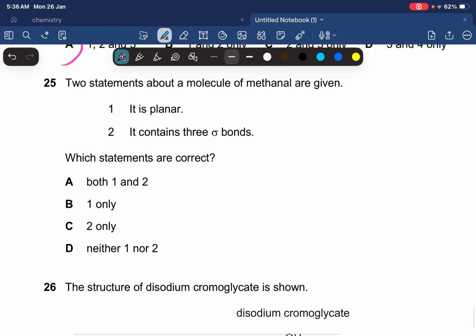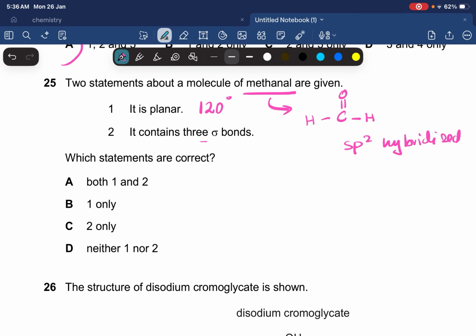Two statements about a molecule of methanol. Methanol is going to be C double bond O, with an H here and H here. That's what methanol is. It's planar, yeah. The bond angle is going to be 120 degrees because carbon is sp2 hybridized. It contains 3 sigma bonds.